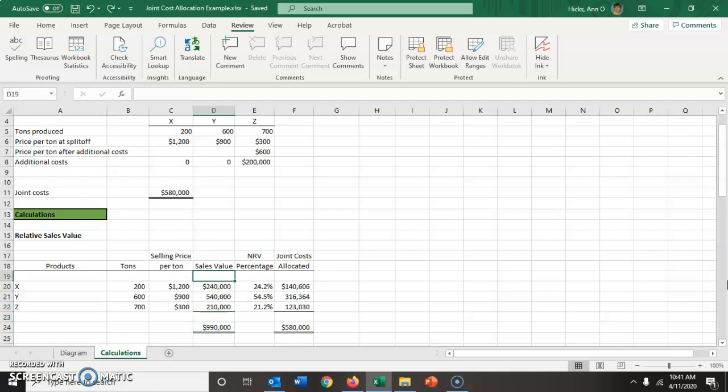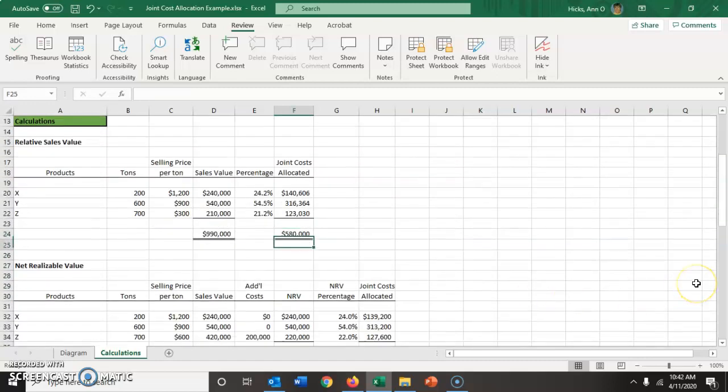Then I'm just going to take the percentage. This isn't really net realizable value. I'm just going to take the percentage of each individual sales value times the total, and then I will multiply that percentage times the joint costs, and that will be how we allocate the $580,000. It's pretty straightforward. It's allocating based on what you think you can get for the product once you have incurred those costs. So it's kind of an ability to bear approach to allocation.